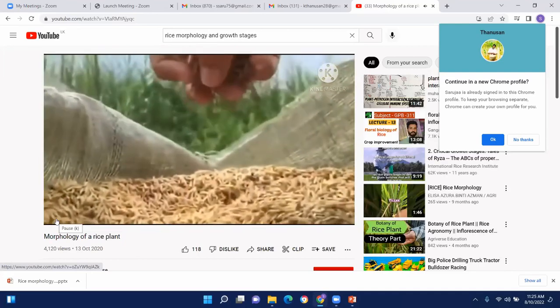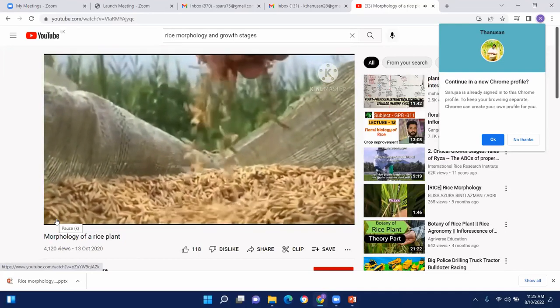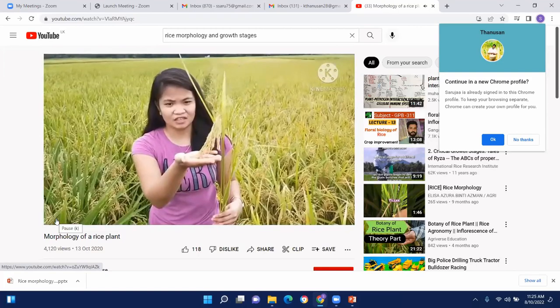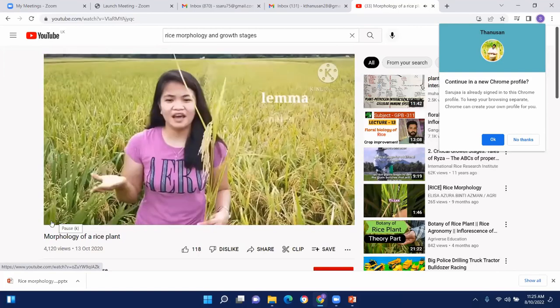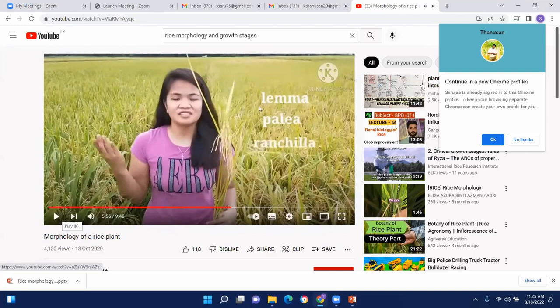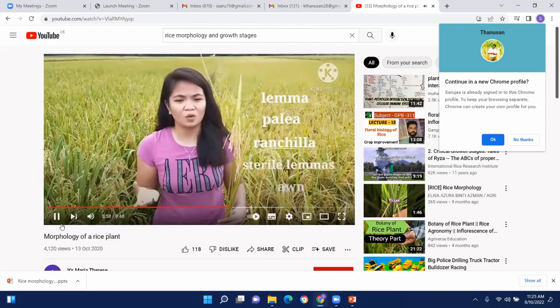The rice grain is the seed of the rice plant, wherein it contains the lemma, palea, rudimentary glumes and sterile lemma. Okay, this is another very important thing: lemma, palea and rudimentary glumes. This part also you want to identify and understand very clearly. Lemma and the awn.